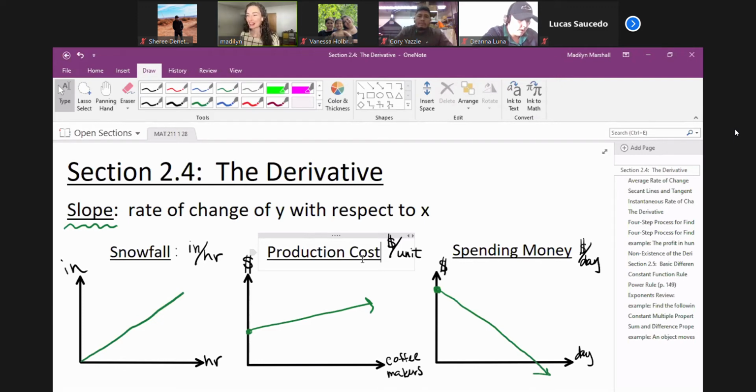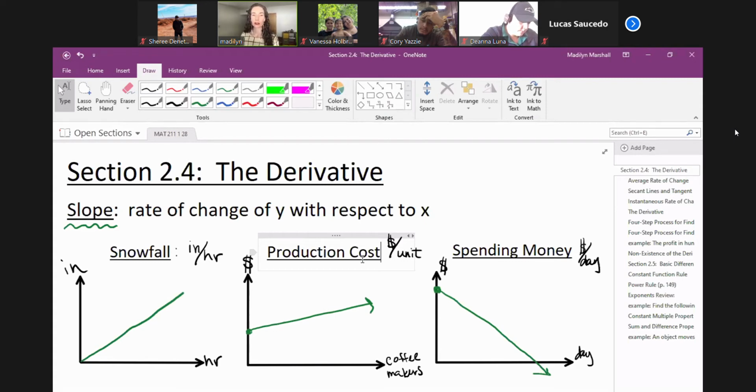So that is our review of slope. The problem here is that as we're looking at these three things, it's not always constant. Snow is not going to be coming down at the exact same rate for a very long time. We generally don't spend the exact same amount of money every single day. So this idea of slope is really important, but it's not always practical when we're looking at things that change at different rates depending on the situation.